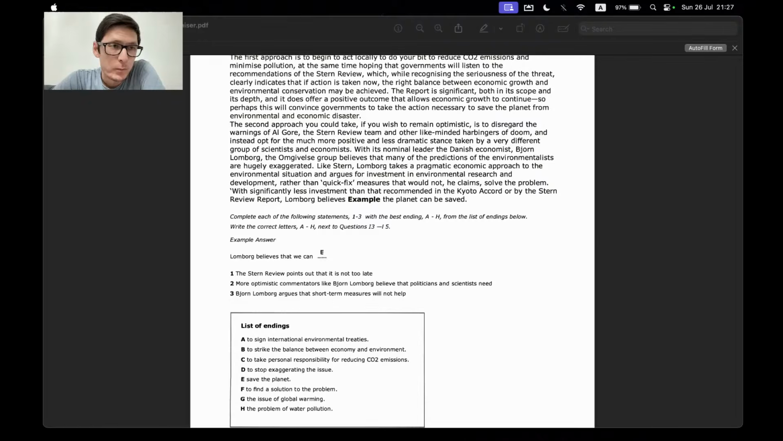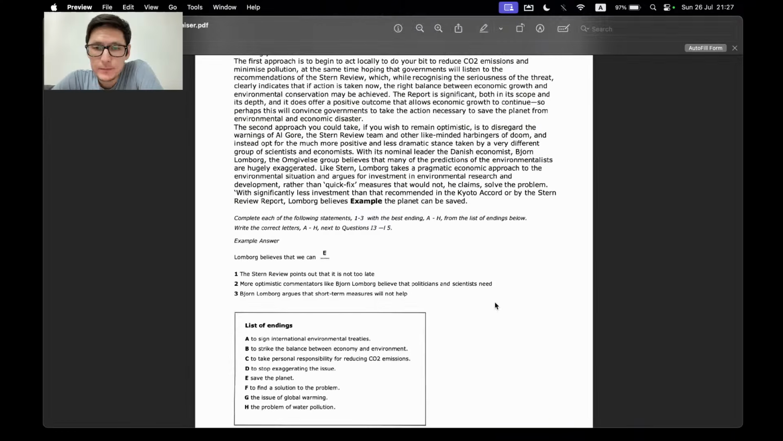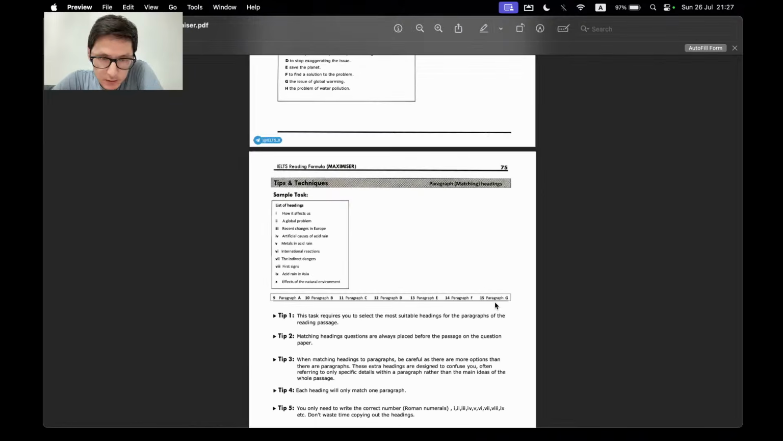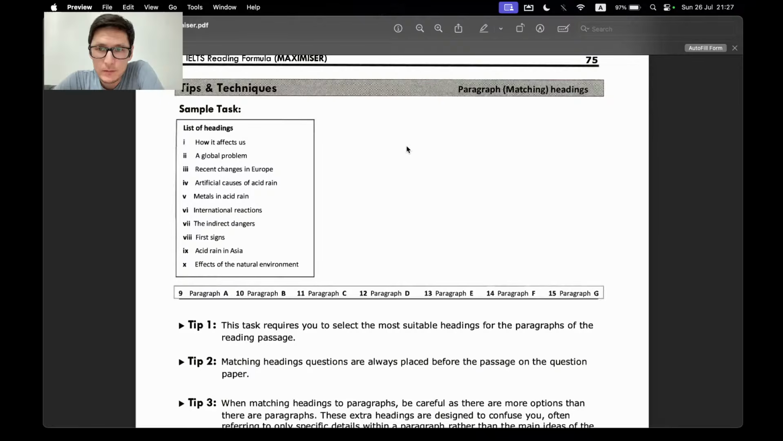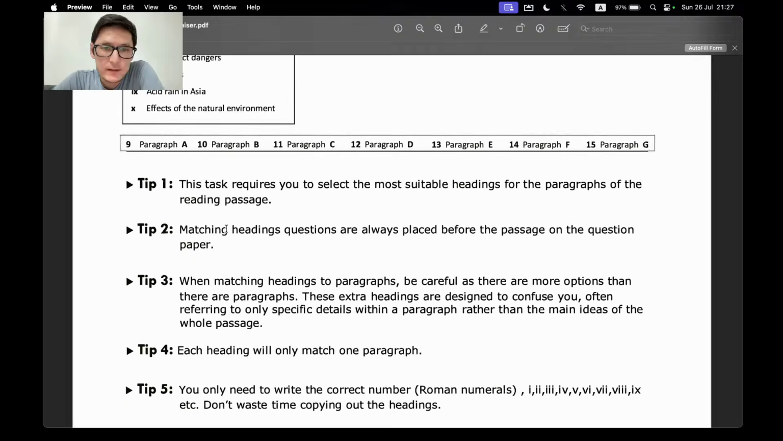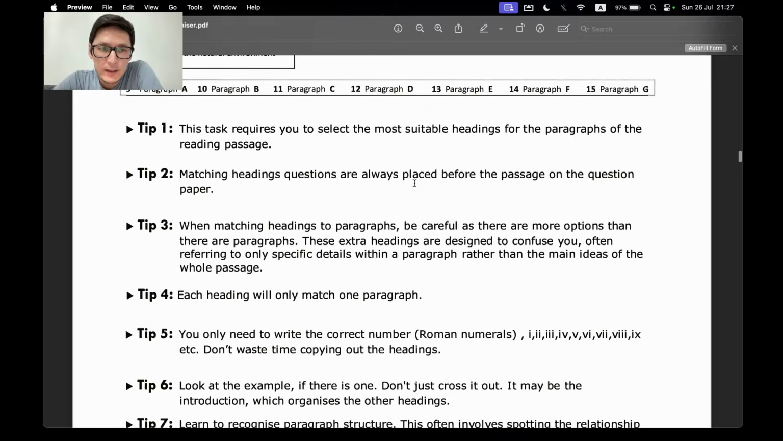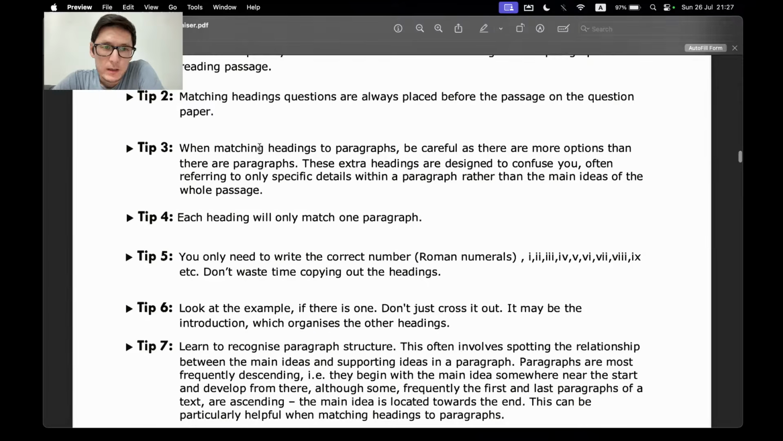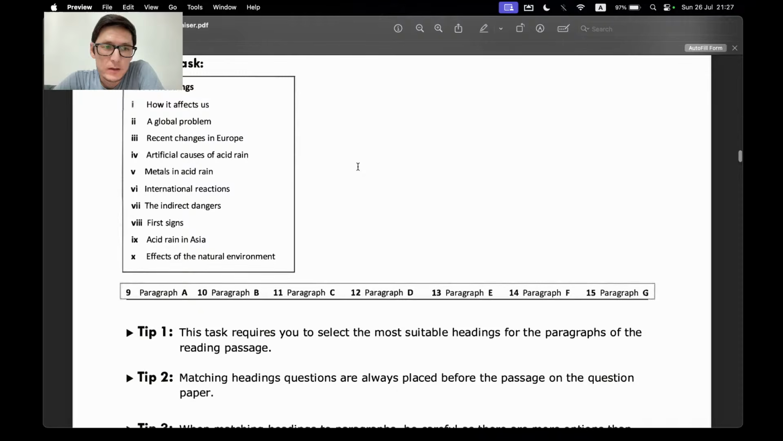What else? Matching headings. Let's look at the matching headings. So here, paragraph matching or heading. So here are the headings. As the task requires, select the most suitable heading. The heading question is always placed before the passage. When matching headings, be careful as there are more options. Okay, so here we have more options than paragraphs.